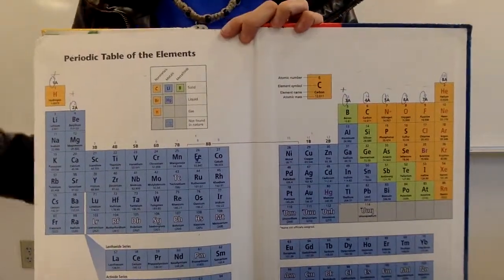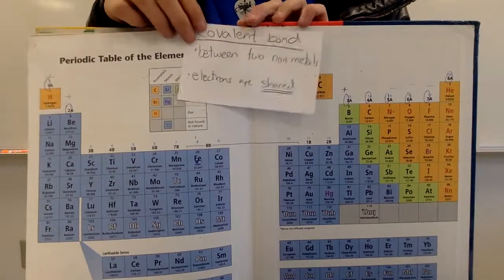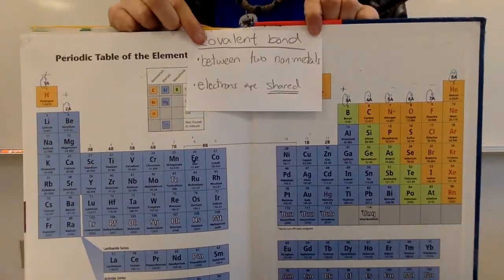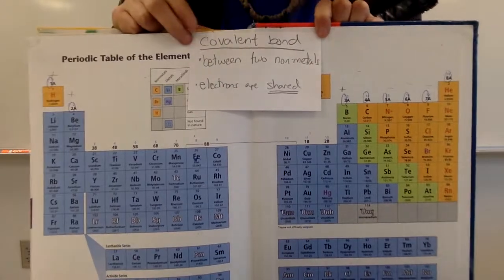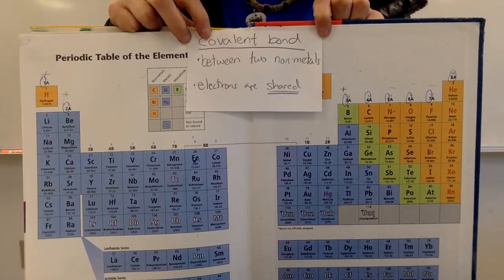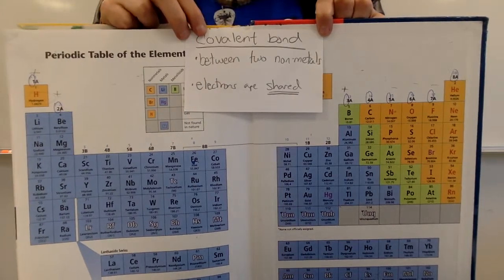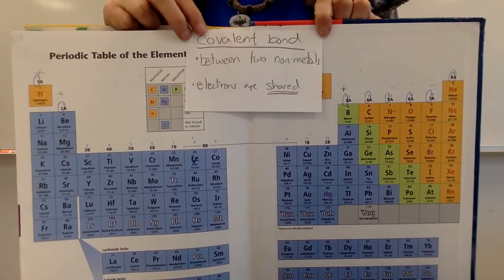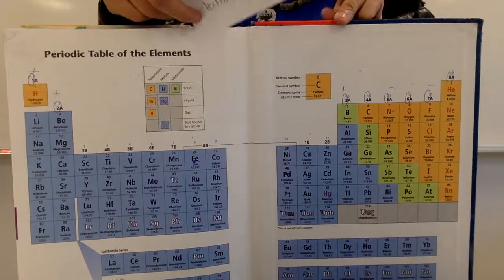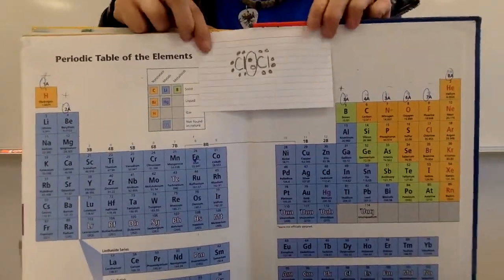The other main type of bond we have are the covalent bonds. Covalent bonds form between 2 nonmetals, and in this one the electrons are shared. What I tell my kids is to remember that the prefix co means together, like if you're co-workers with somebody, you work together. Covalent, they share electrons together instead of losing them. So here's a picture showing that.